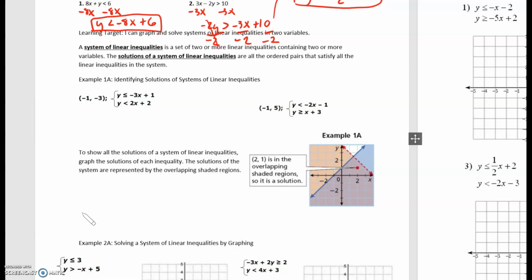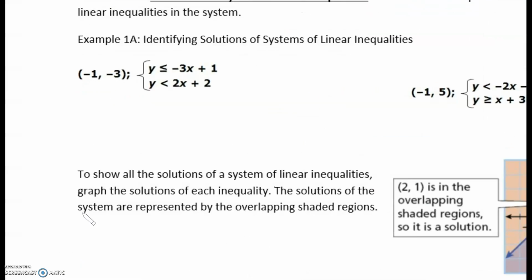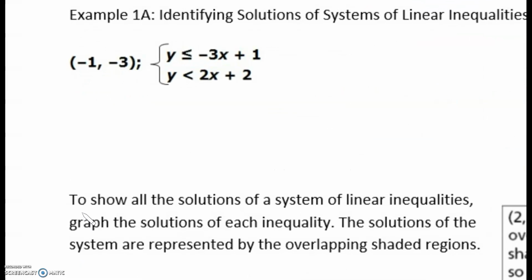Before we get to that, let's check to see what we can do to identify if a point is a part of the system's solution set. All right, so let's see this point, negative 1, negative 3. Is it a part of the solution to the system that you can see beside it? Now, the way that we try this, very similar to other things, is we plug it in. So we're going to plug in the negative 1, negative 3 for the x and y.